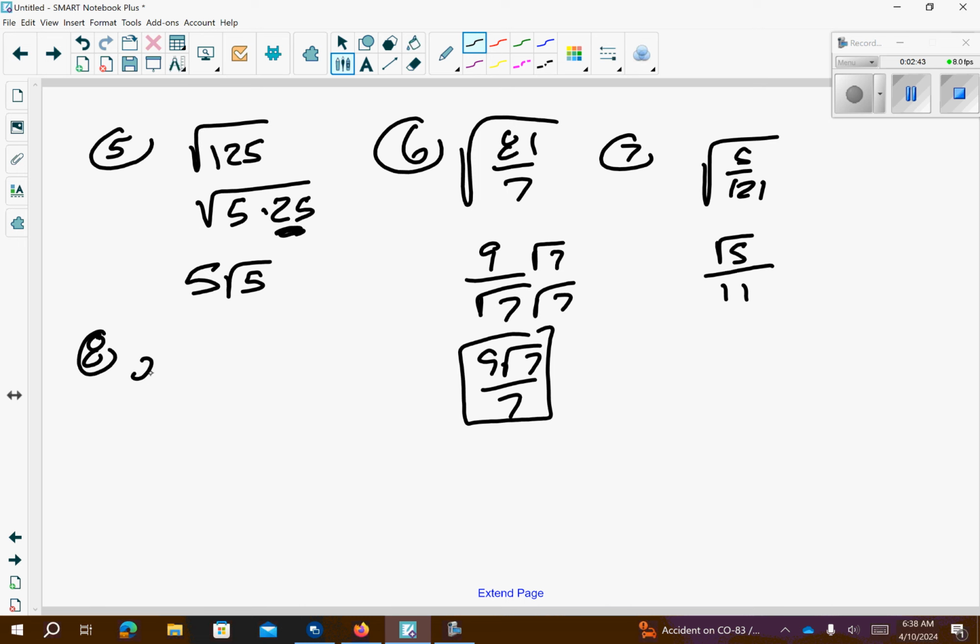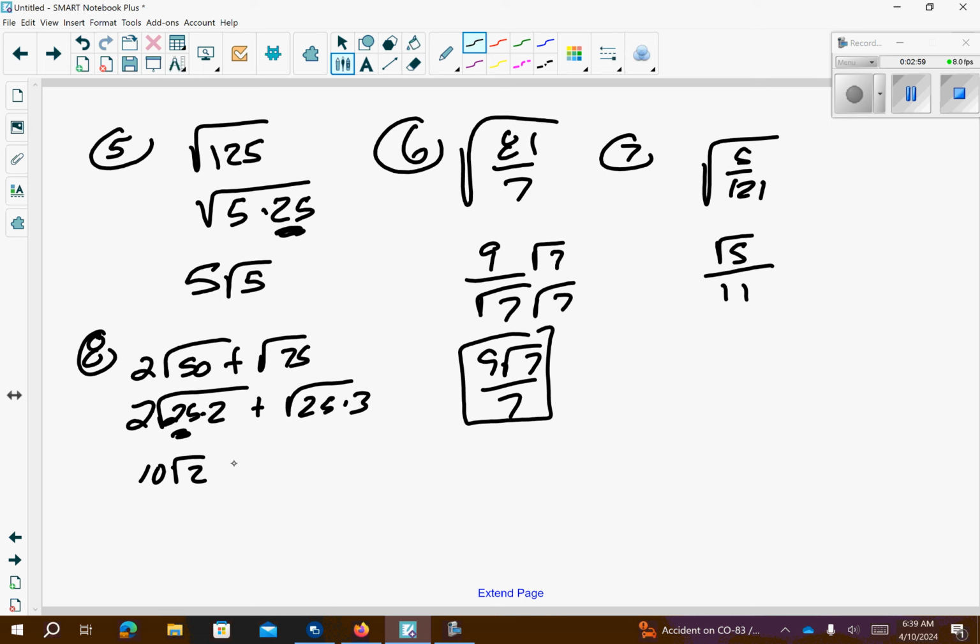Number 8, 2 root 50 plus root 75. 50 breaks down to 25 times 2. And 75 breaks down to 25 times 3. Square root of 25 is 5. 5 times the outside 2 is going to make it 10 root 10, or 10 root 2, excuse me. Plus square root of 25 is 5. The root 3 and the root 2 are not the same, so that's our answer.